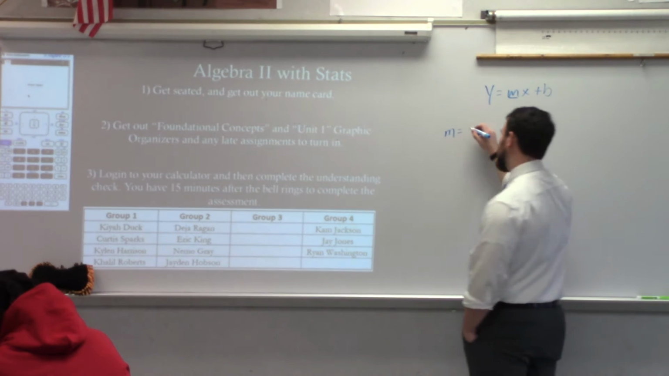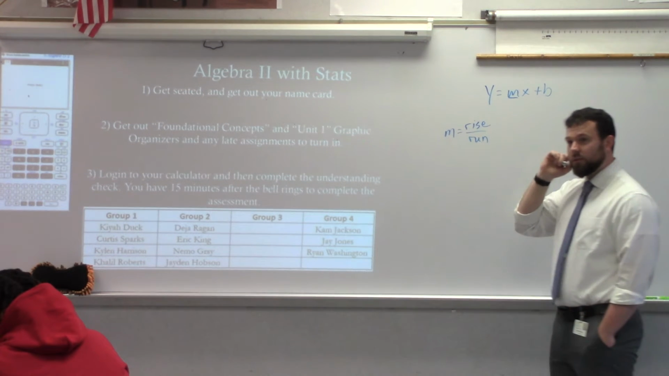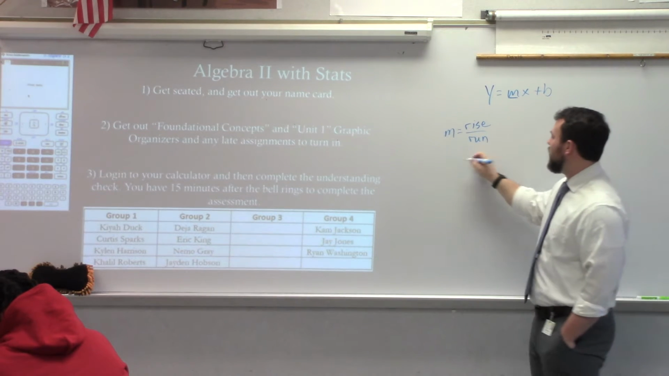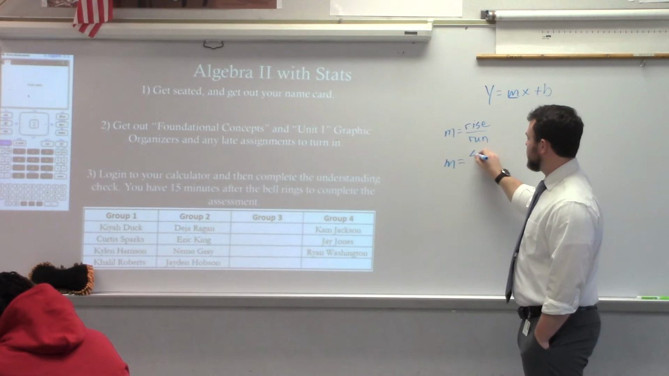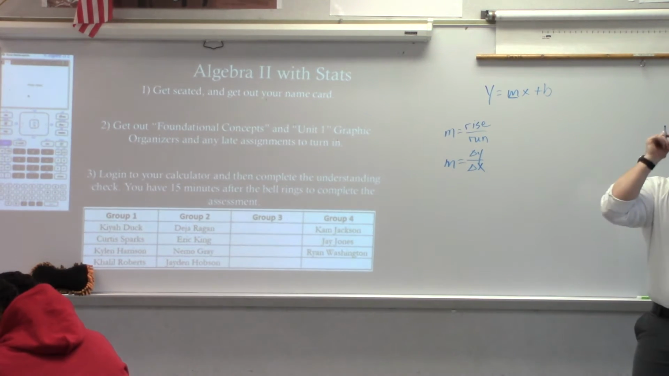Rise divided by run. Now that's more useful for which representation? The graph, right? But for the graph, you might have written that. What about for the table? What would have been more useful? Change in y over change in x. Say that one more time. Change in y divided by the change in x, right?